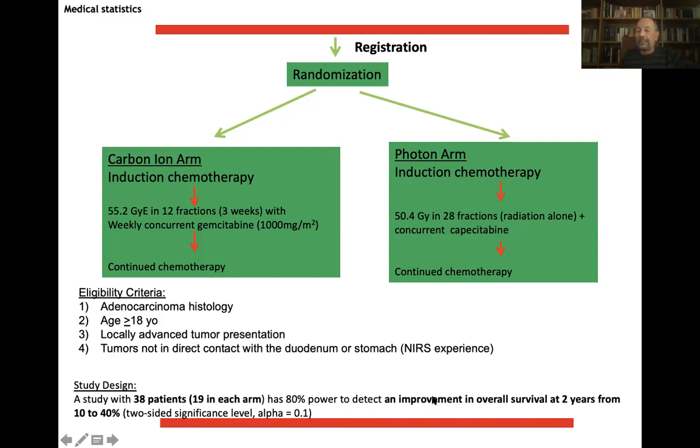So you see the effect size is very important. If the effect size is quite big, you go from 10 to 40% overall survival at 2 years, then 38 patients will give you the answer with a confidence of 10%, and the power of the test will be 80%. Alpha, if you remember, is the probability of the type 1 error, and beta is the probability of the type 2 error from hypothesis testing. So you want 1 minus beta to be as high as possible and alpha to be as low as possible, but generally people agree on 10% alpha and 80% 1 minus beta.